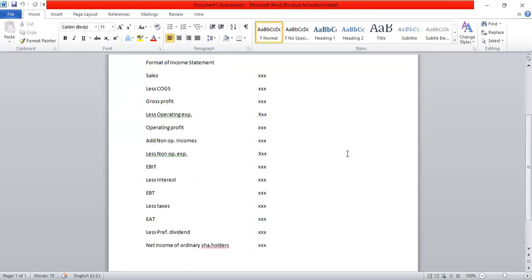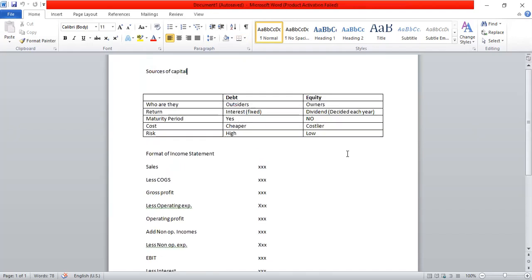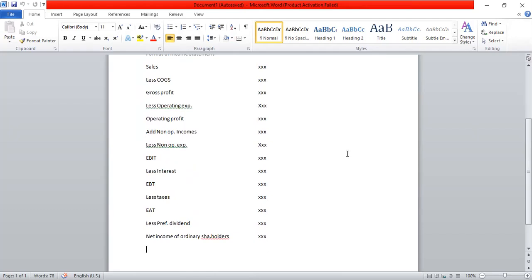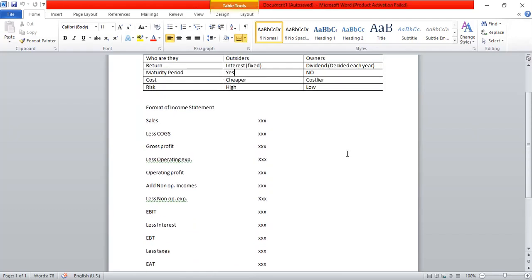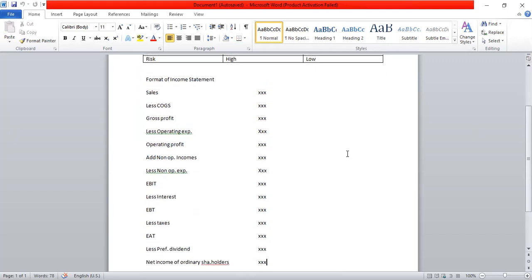The condensed format of income statement is given as sales, cost of goods sold, gross profit, operating expenses, operating profit, and the other things. So I hope you understand. I mean, were you there when this income statement format was given in the class? Yes, ma'am. Okay, so you know this one.